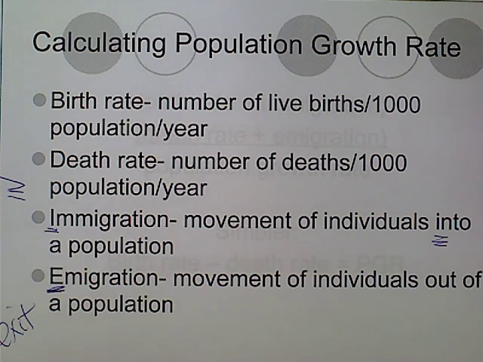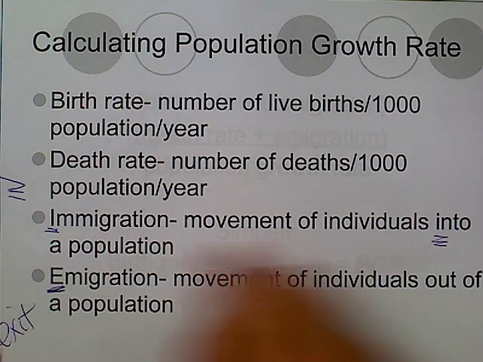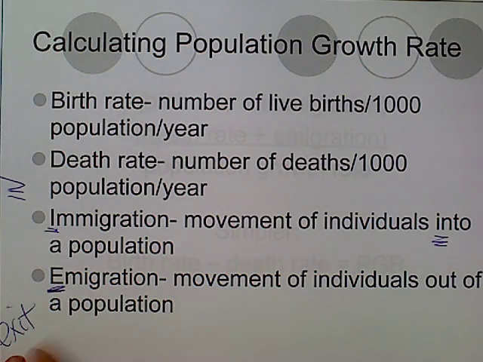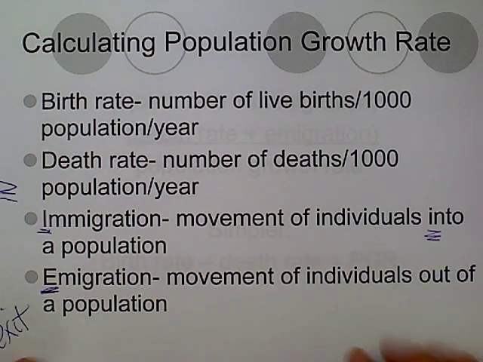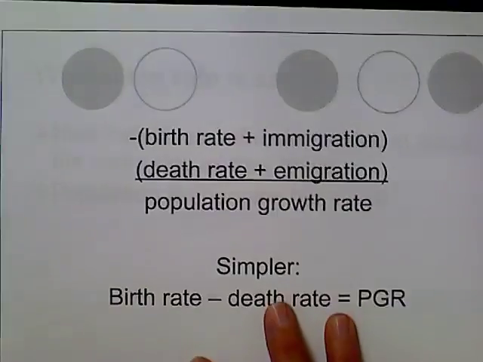Immigration is I for in. It's the number of individuals moving into a population. Emigration is exit, the movement of individuals out of a population. Knowing all of these will help us calculate our growth rate.